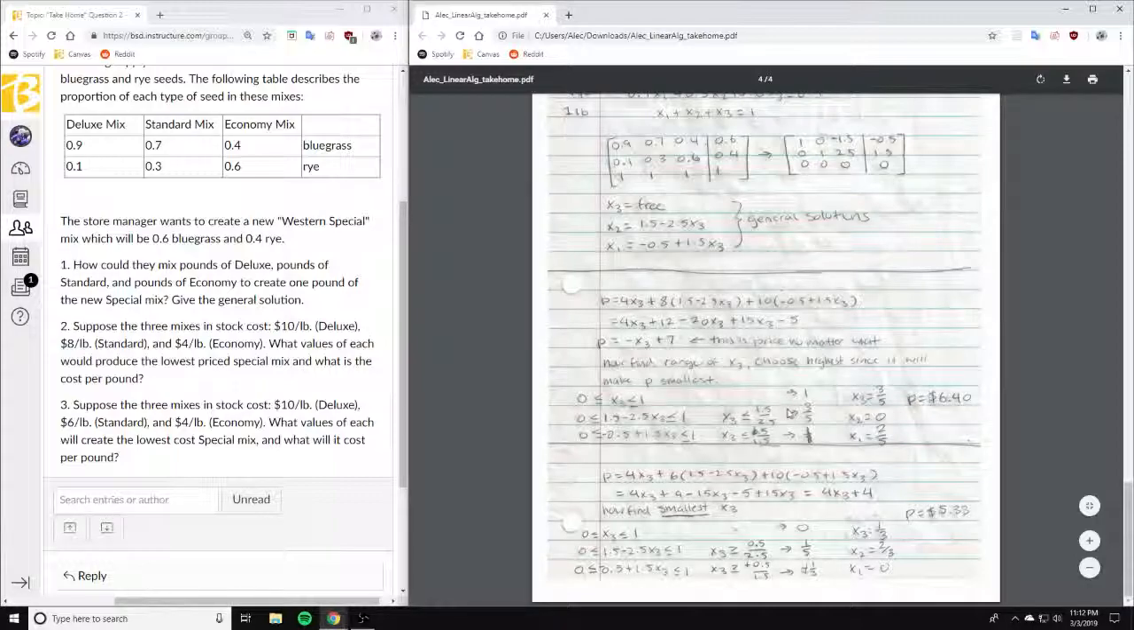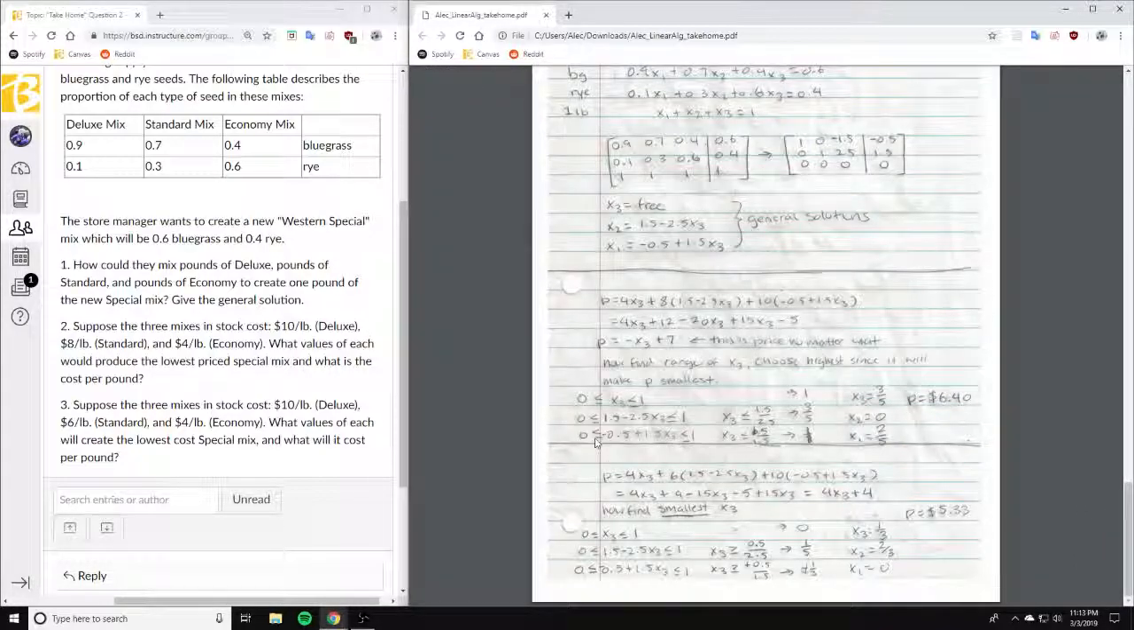Once we solve these ranges, we can find that the maximum x3 for these two is 1, which doesn't make any sense, since if we were to have 1, we just have economy mix. So then we have to take the next highest x3, which is 3/5. Plug 3/5 into the general solutions, and the answer to question 2 is x3 equals 3 out of 5, x2 equals 0, and x1 equals 2 out of 5. And our final price, if we plug it into this equation right here, would be $6.40.